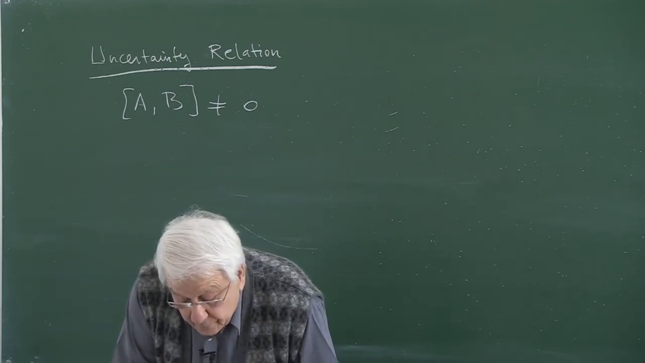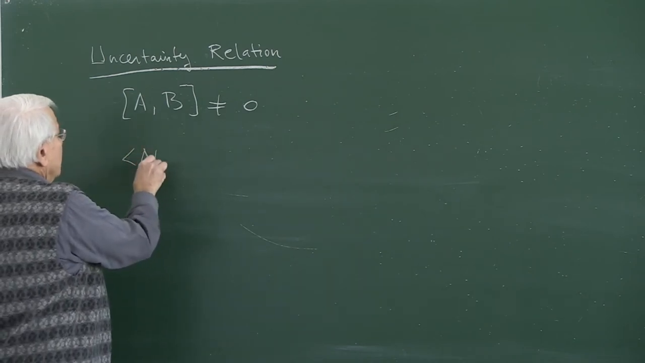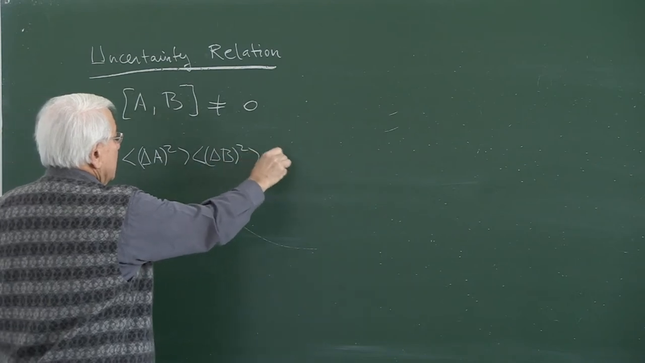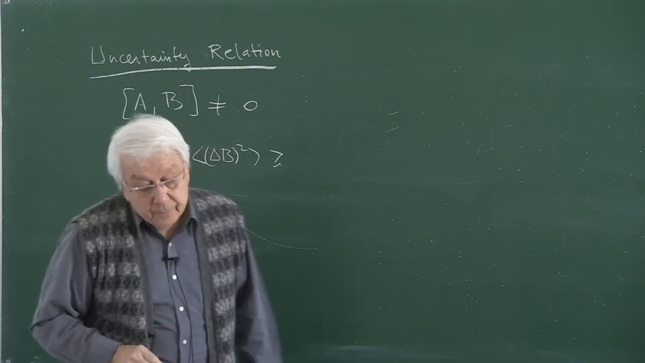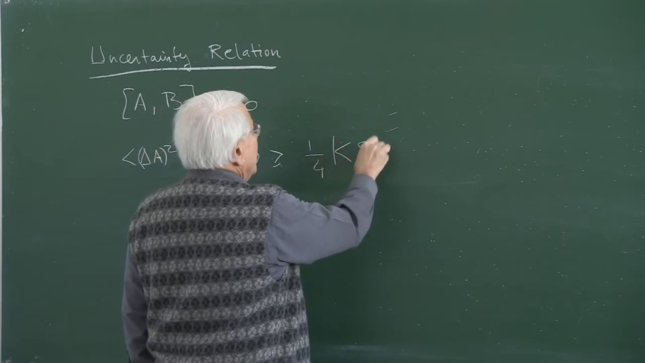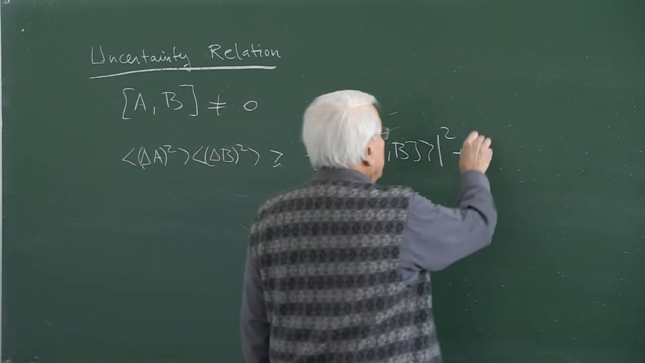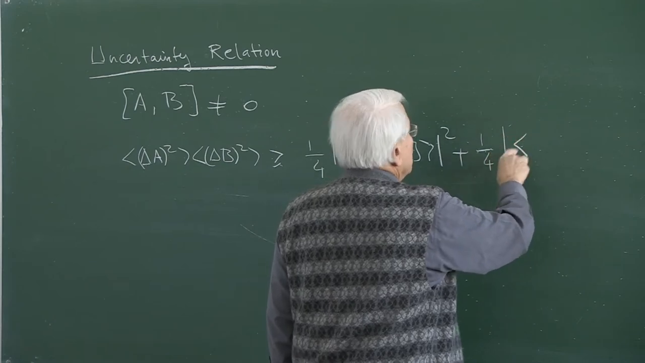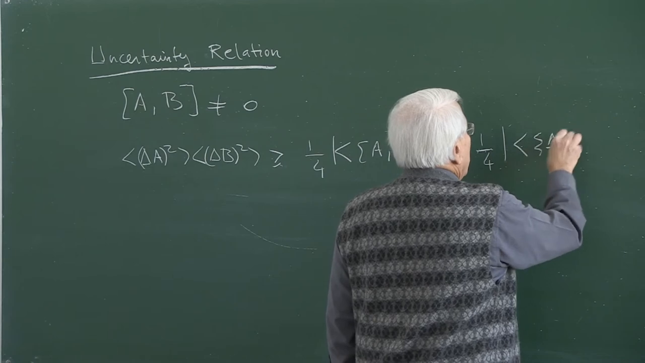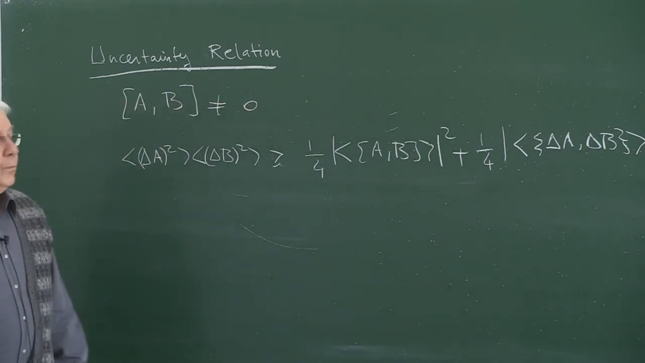So what we obtained as the uncertainty relation was the following: delta A squared times delta B squared is equal to or larger than 1/4 of the expectation value of A and B squared, plus 1/4 of the mod square of the expectation value of the anti-commutator of delta A and delta B. This is in its most generality. That was the expression that we obtained last time.